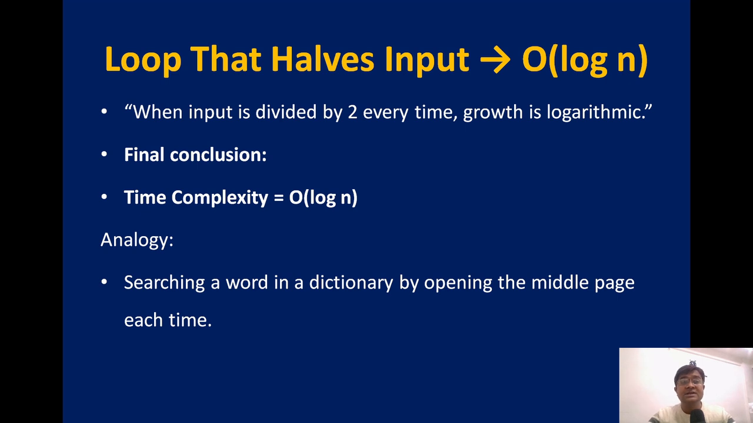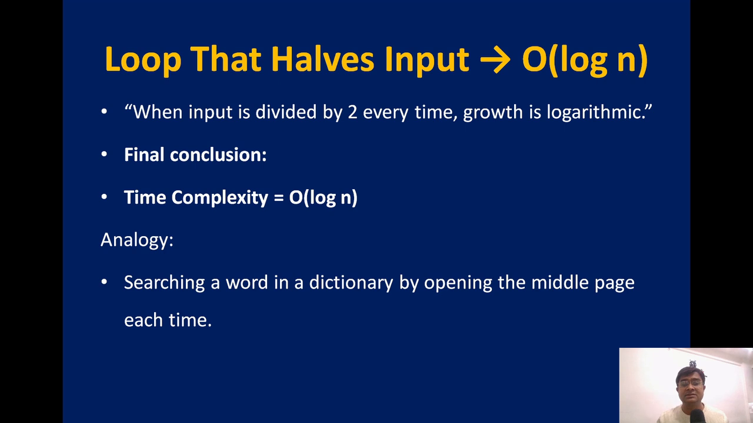When the input is divided by 2 every time, the growth is logarithmic. So whenever your input is divided every time by 2, your growth is logarithmic. And the final conclusion is that the time complexity is O of log n.